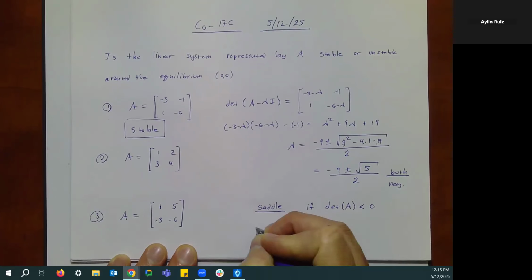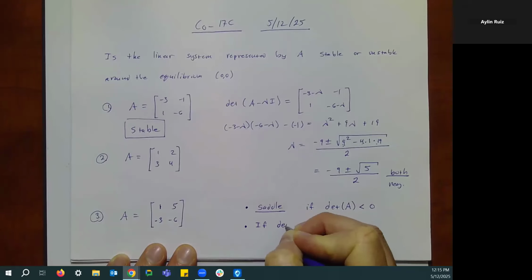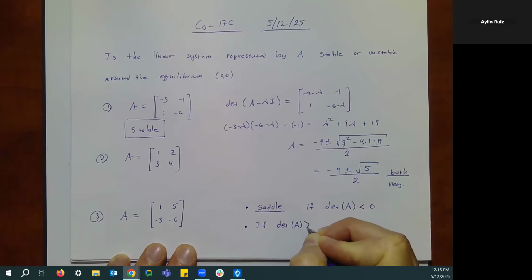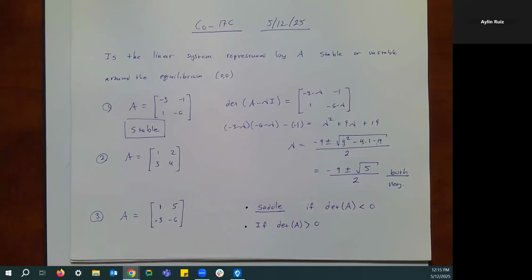So on the other hand, if the determinant is positive, well, then you can have one of four things happening. Either you can have both positive eigenvalues, both negative eigenvalues, both eigenvalues being complex with a positive real part, or both eigenvalues being complex with a negative real part. And two of those situations lead to stability, two of those situations lead to instability.